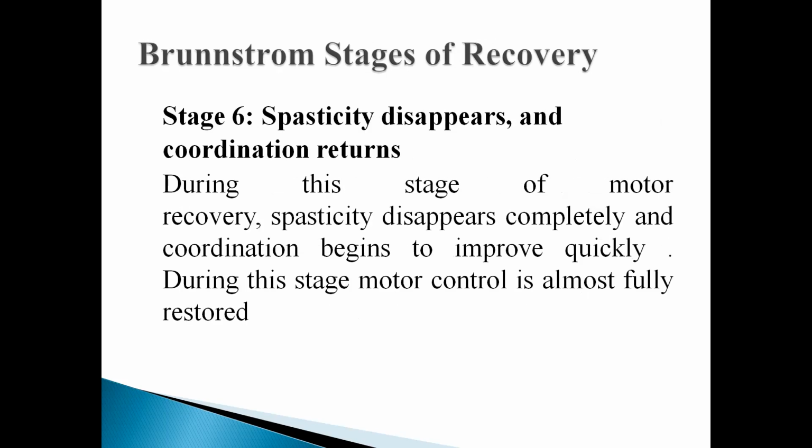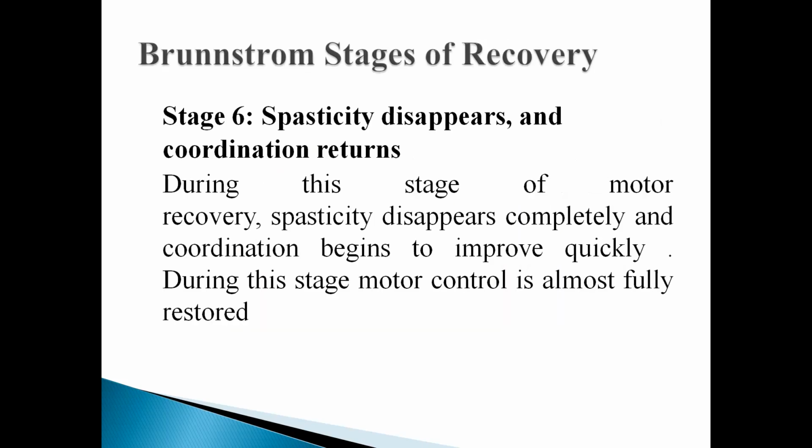Stage number 6, the spasticity disappears and coordination returns. During this stage of motor recovery, the spasticity decreases and disappears completely, and the coordination begins to gradually improve and improves quickly as well. During this stage, motor control is almost fully restored and the patient is almost back to normal. That's it with the Brunnstrom stages of stroke recovery.